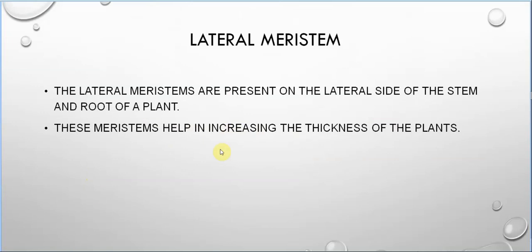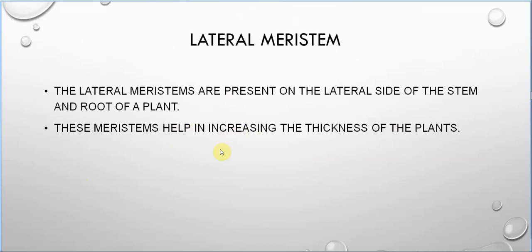Now the next part is the lateral meristem. The lateral meristems are present on the lateral sides of the stem and root of a plant. That means the meristem which is present on the sides is called lateral meristem. What is the function of the lateral meristem? The lateral meristem helps in increasing the thickness of the plant. Increasing the thickness of the plant means increasing the diameter of the plant.